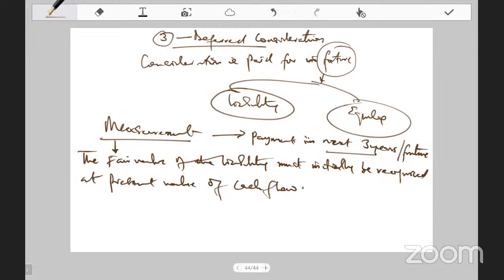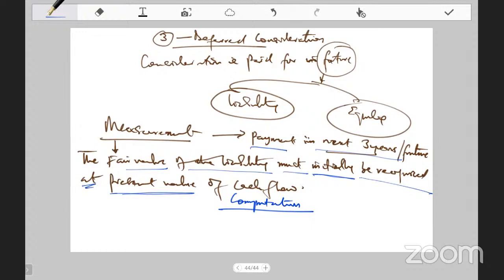And how do I determine the present value of cash flow? The rule is we are going to say computation. Yes, please, Modupe. I said the payment in future, and the fair value of the liability must initially be recognized at present value. Do you get that? Any question?